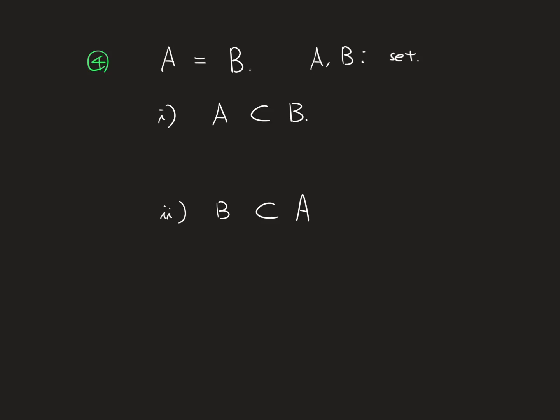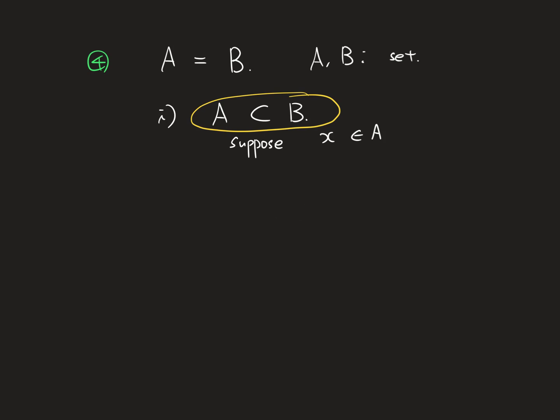So, but how to prove this one? I mean, A is a subset of B. How to prove that? The first line of the proof should be: suppose X belongs to A. I'm going to erase this part right now for making space, and then you can blah blah blah blah blah, and the last line should be X is in set B.